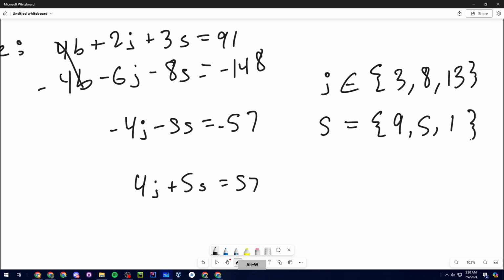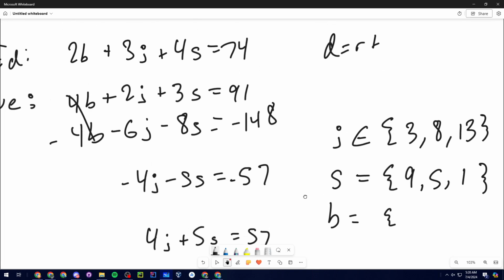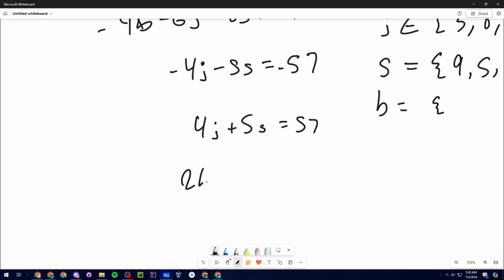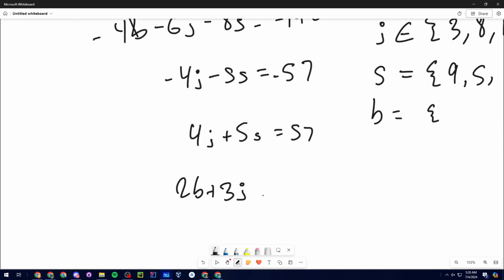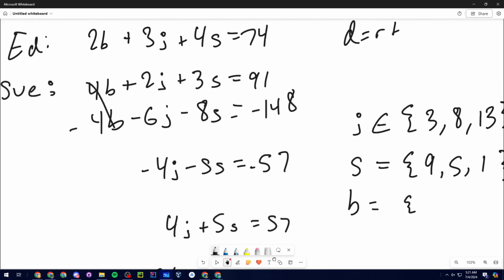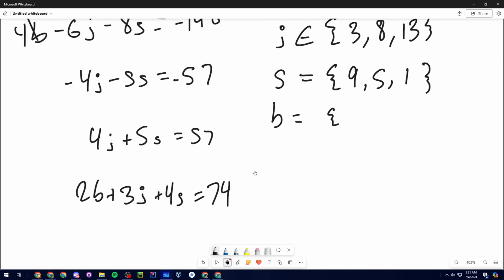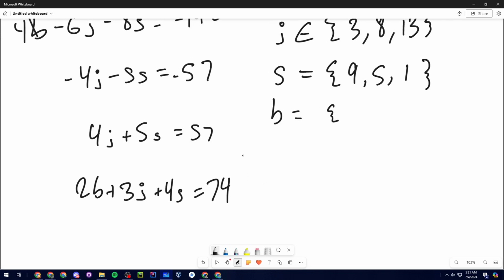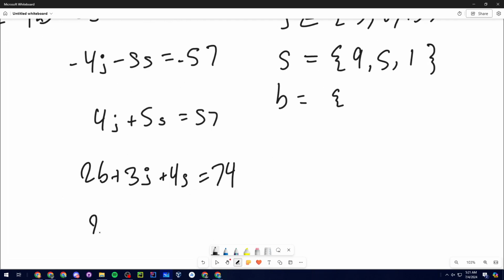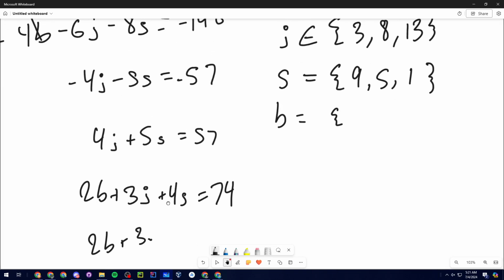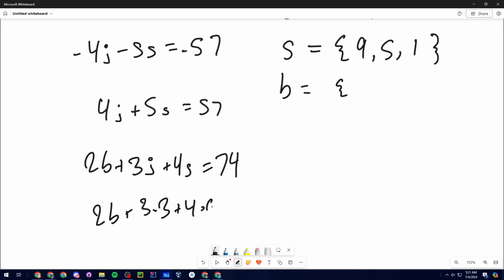So now what? Well, this is really nice, because now we only have to find b. We're already nearly there. We're in the final stretch. And remember that 2b plus 3j plus 4s is equal to 74. Now, I'm going to do some more tricks. If I plug in 3 and 9, you'll see that 2b plus 3 times 3 plus 4 times 9 is equal to 74.